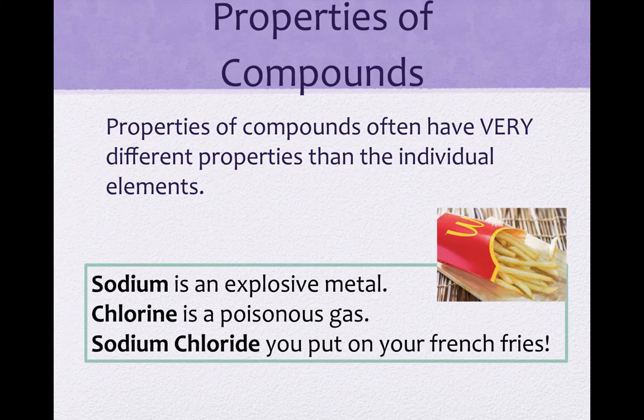Now, compounds often have very different properties than the individual elements. For example, sodium is a very explosive metal when it's put into water. Chlorine is a very poisonous gas. However, when you combine sodium and chlorine, the chemical properties are now different, and it's something that you put on your French fries.